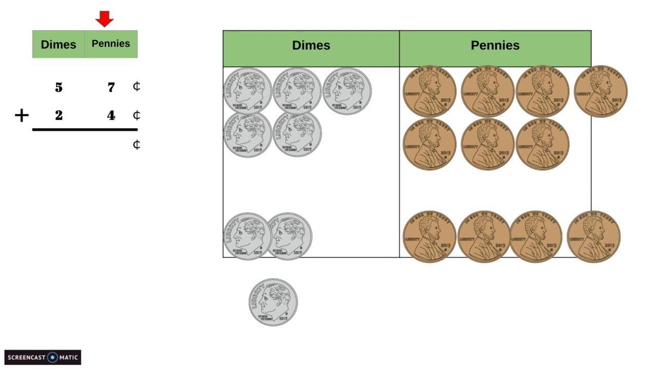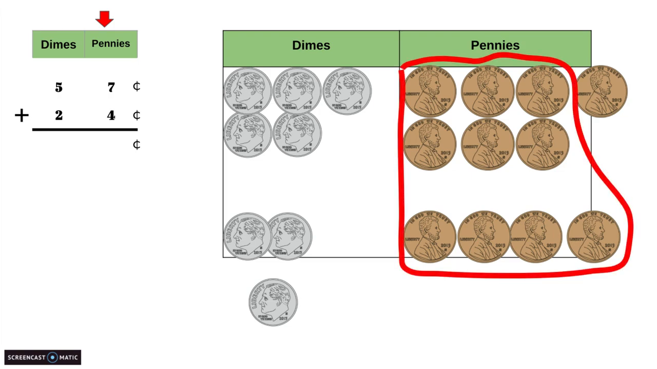Now remember, to make a bundle to move it over, we need to make a bundle of 10. So let's see if we can make a bundle of 10. Let's count the pennies. 1, 2, 3, 4, 5, 6, 7, 8, 9, 10, 11. We for sure can make a bundle of 10 and we'll still have some left over. So this is my bundle of 10, and you can see I still have 1 penny left over.